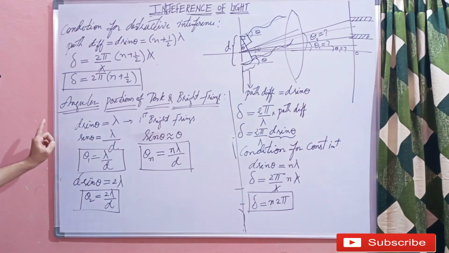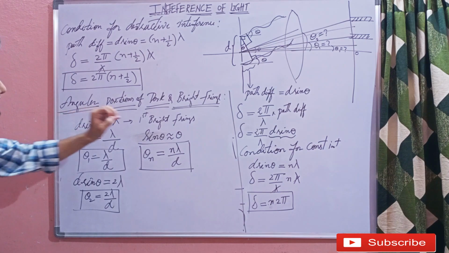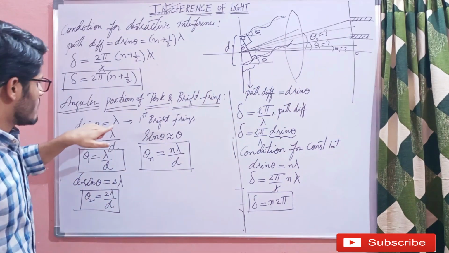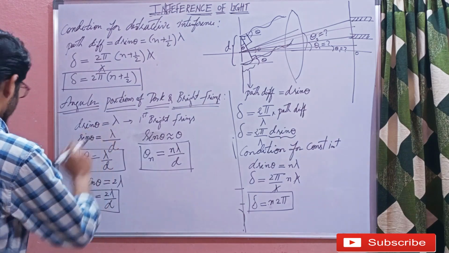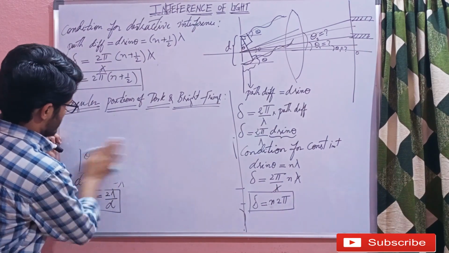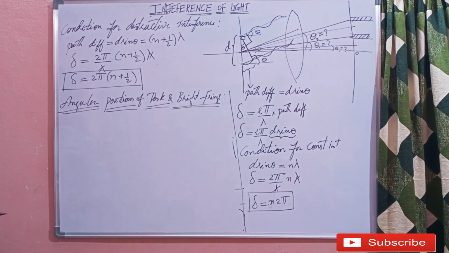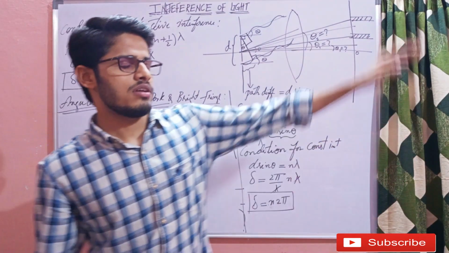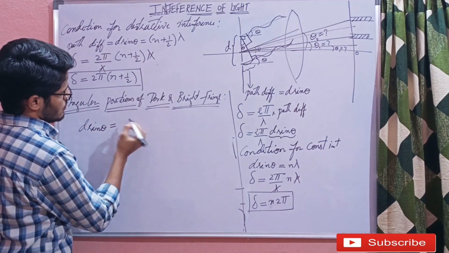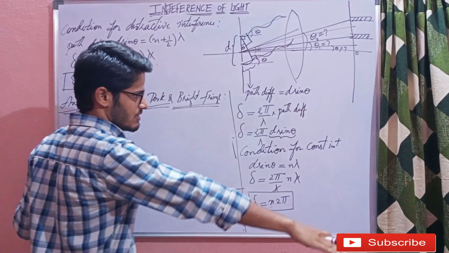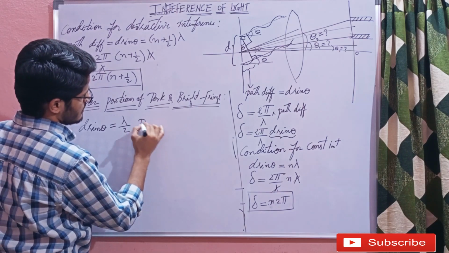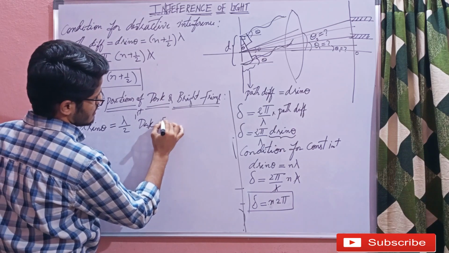So similarly, we can do it for the dark fringes also. If you want to get the angular position for the dark fringes, what you have to do is, instead of taking lambda, we have to take lambda by 2. Now we are finding the angular position of dark fringes. So the path difference for the first dark fringe angular position is lambda by 2.